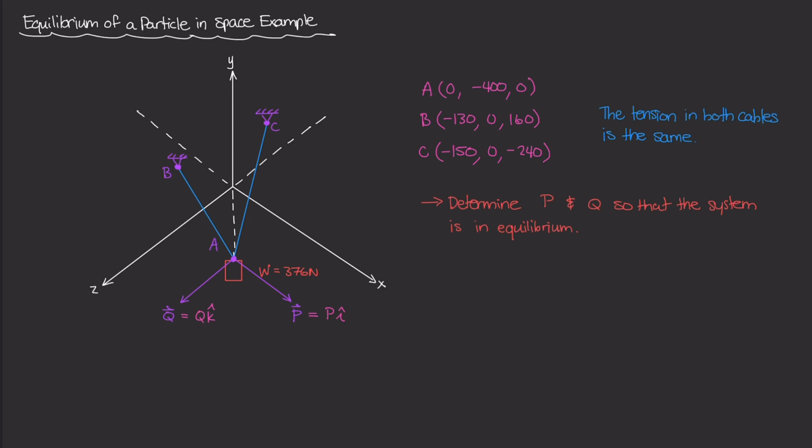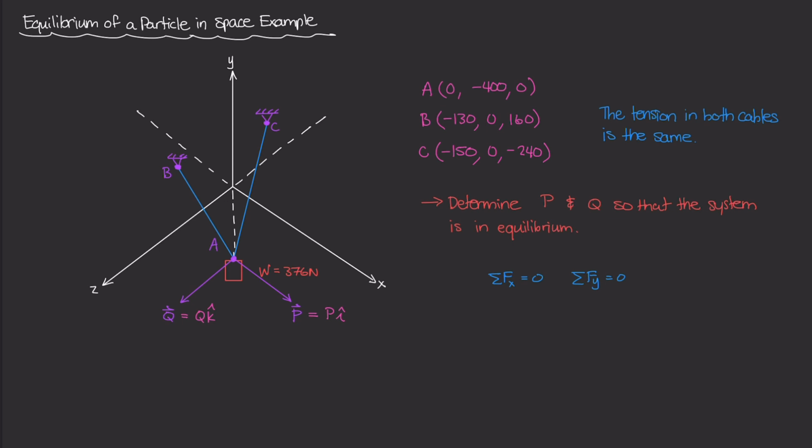And the question is asking, what are the components P and Q to keep this entire system in equilibrium? So what does it mean for a system to be in equilibrium? Well, if you remember from 2D examples, a particle in a 2D space was in equilibrium when the sum of all the forces in the x direction was equal to 0 and the sum of all the forces in the y direction were equal to 0. Now 3D is not much different.